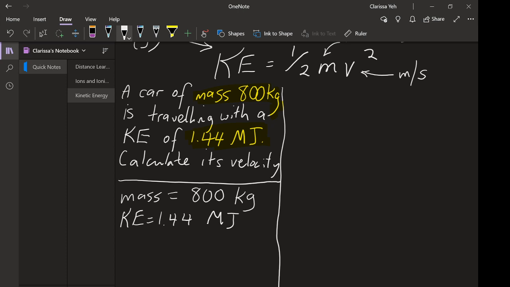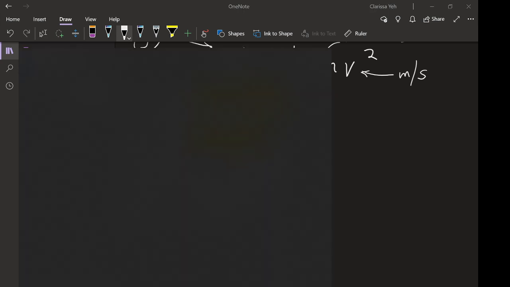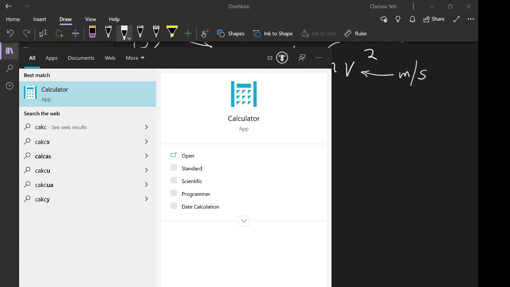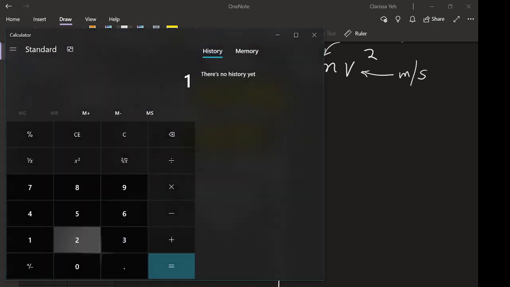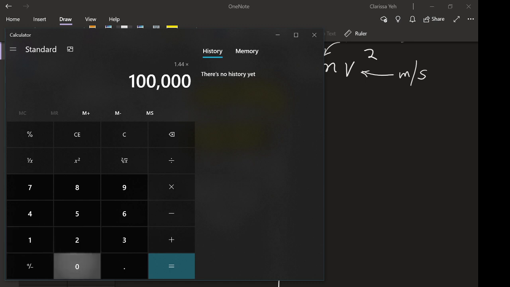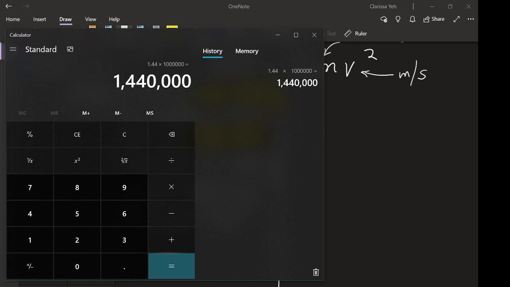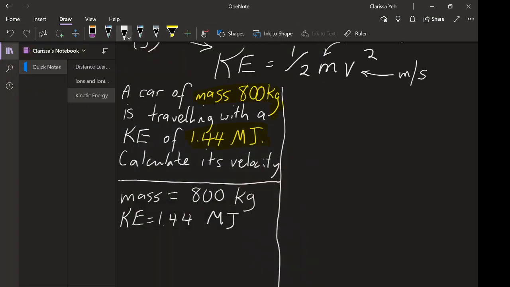Spot on. So if I were to pull up a calculator, I just times it by a million. So 1.44 is what I have, times by 1 million, and that is 1,440,000 joules. So I'm just going to write that. Regular joules. And that would be what I put into the formula.